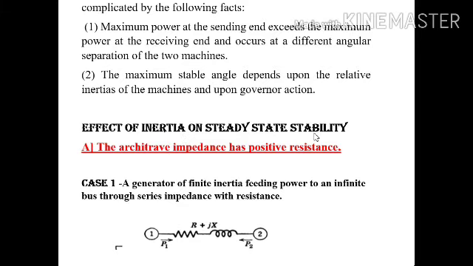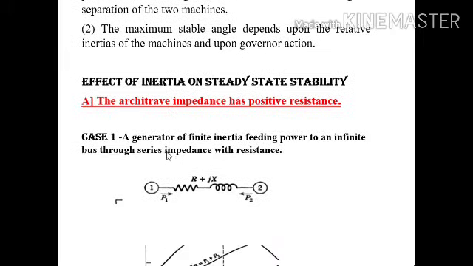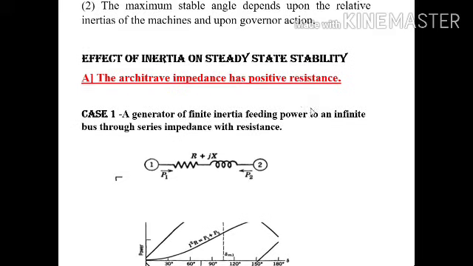This is very important. Many times in university exams it has been asked for not only 7 marks but for maximum marks, near about 13 marks, right? So be attentive. For understanding the effect of inertia on steady state stability, we are going to consider two cases. Case one is that the arm impedance has positive resistance. Now we are familiar with this word, arm impedance. That means the impedance of this branch which is connecting generator 1 to motor 2, right?